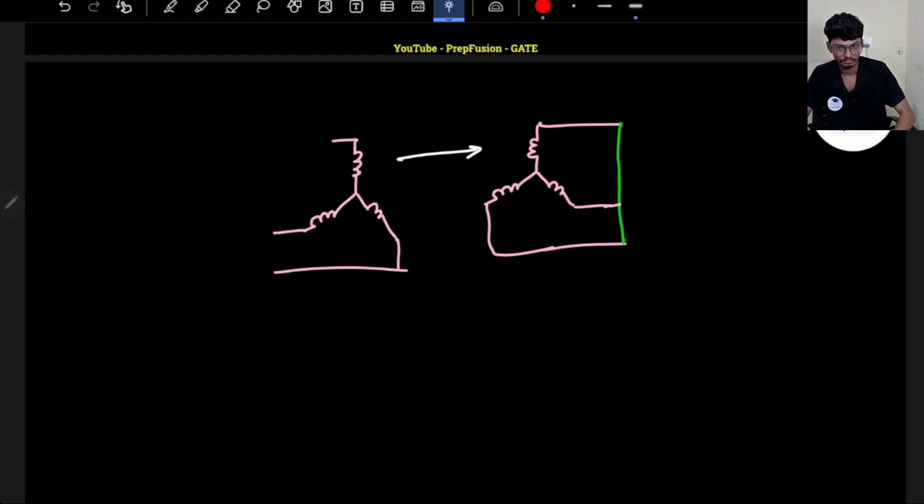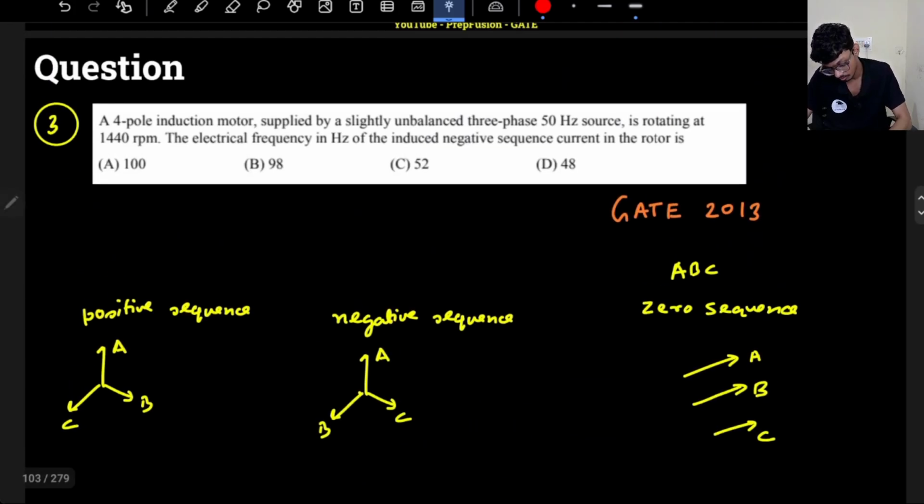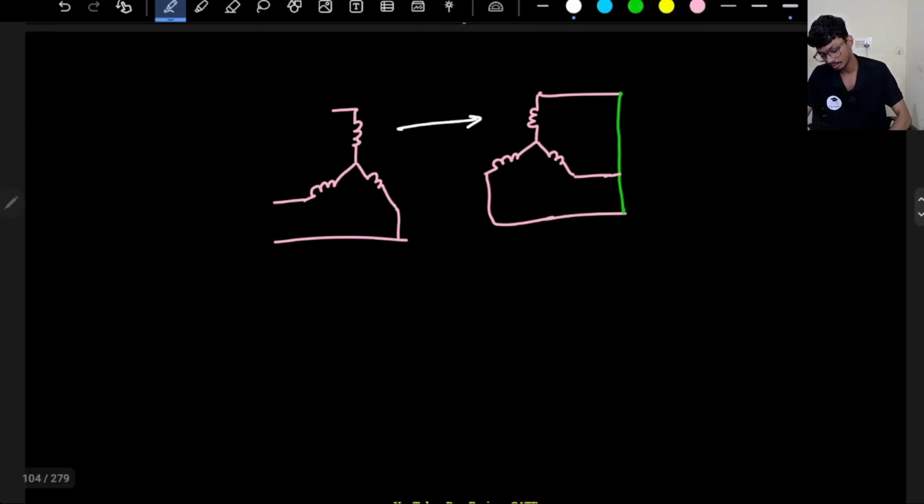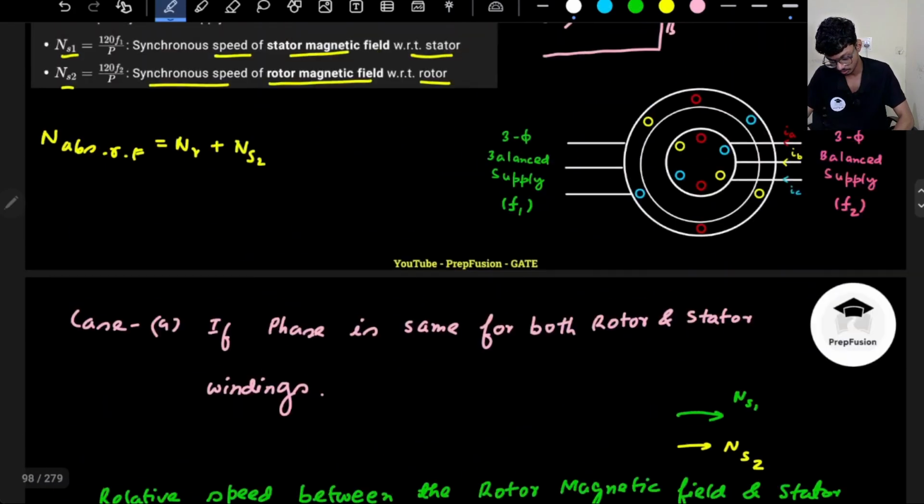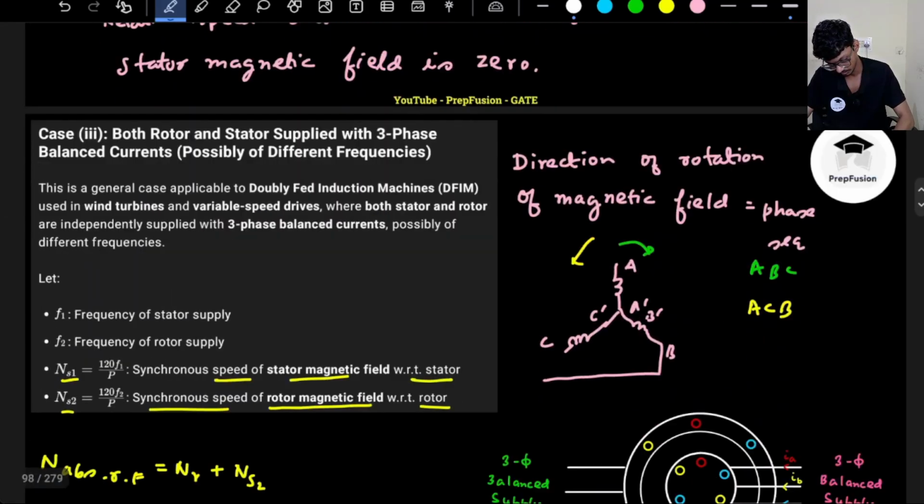Now what is important? They are asking me the electrical frequency in hertz of the induced negative sequence current. How will I find it out? So the important key point here to note is that I will just copy the rotor. Yeah, this one only I copy.